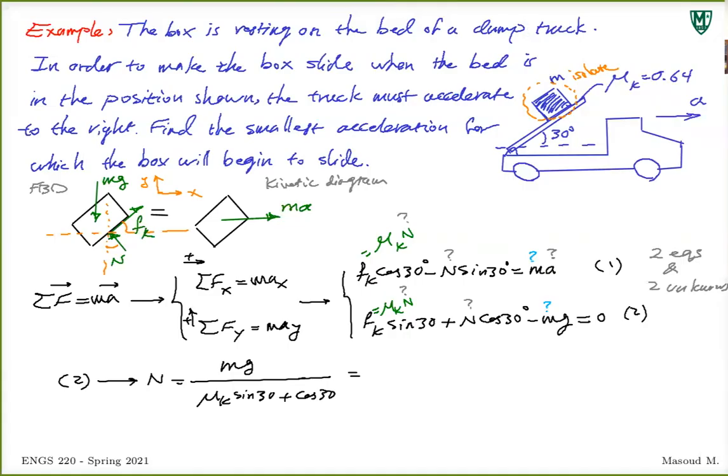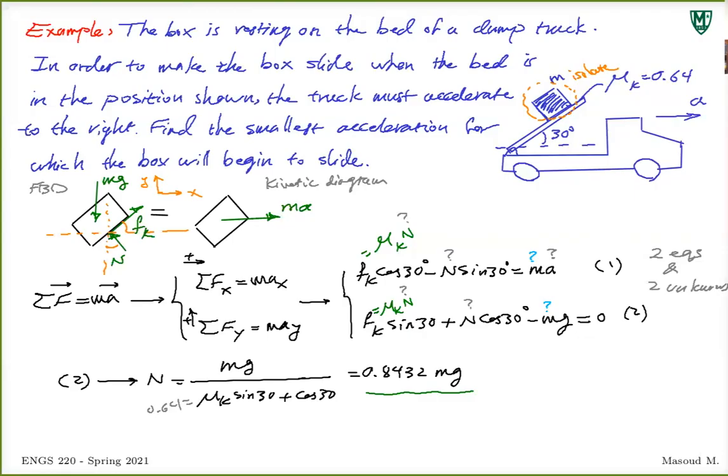If I solve this by just plugging in the numbers, I know mu k is 0.64. Sine 30, cosine 30 are just numbers. So I can actually find this. This number will be 0.8432. And I wrote it as mg. This becomes N. Something mg.